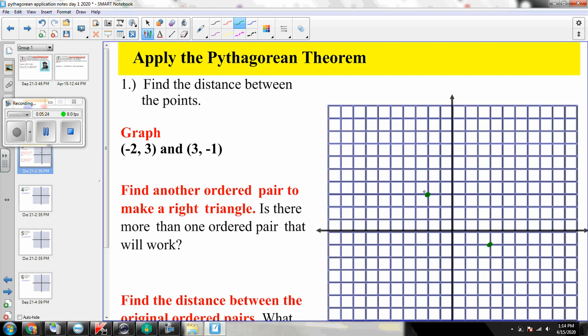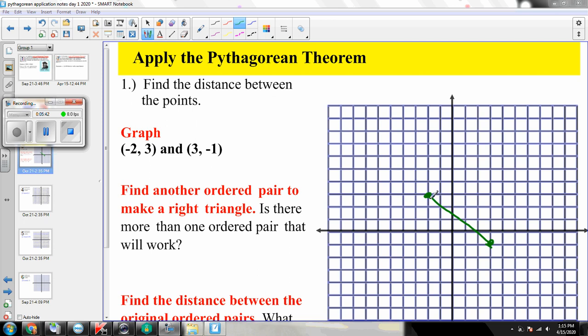After I graph these 2 points and connect them, and let's see if I can do a better job here of connecting with my eyeliner. Sometimes it is hard to draw straight lines with an eyeliner. Oh my goodness.